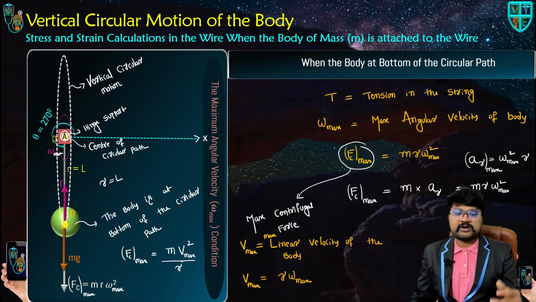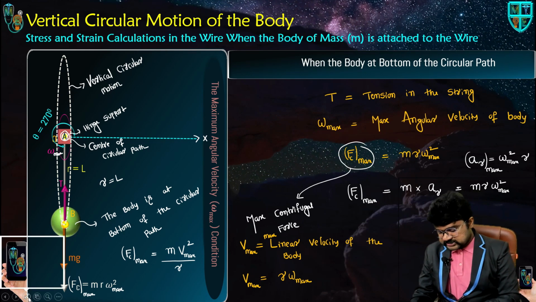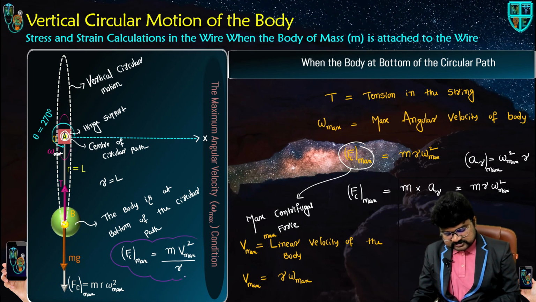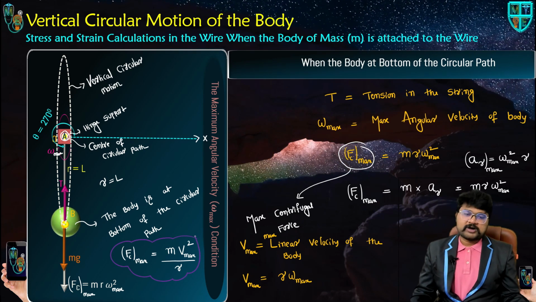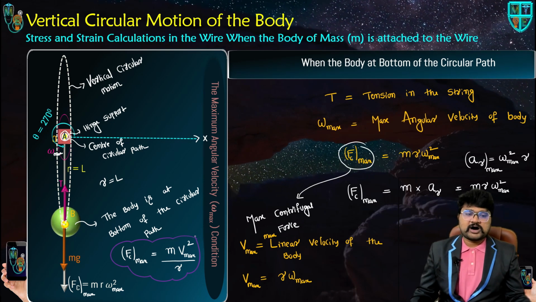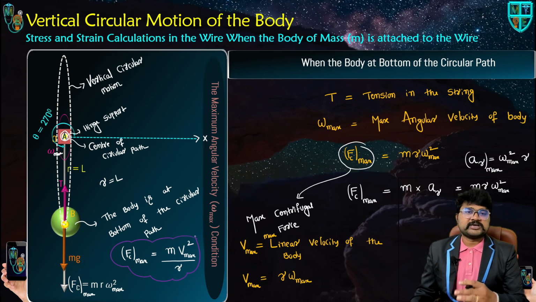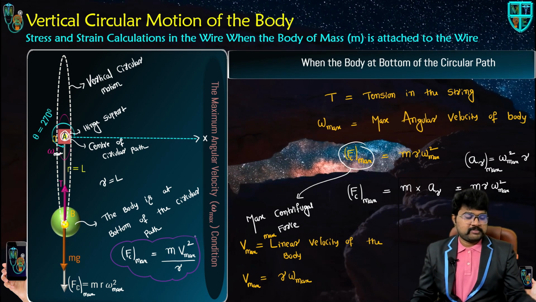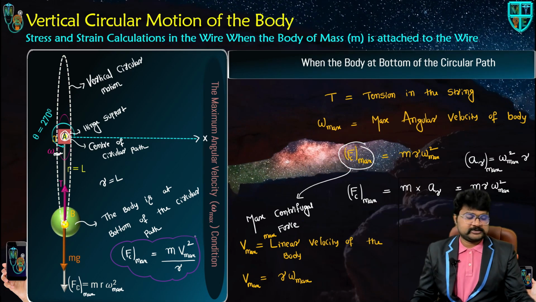This is the way to convert centrifugal force into this form. Fc is equal to m r omega square, or else m v square by r, v equal to r omega. These are the basic fundamentals of circular motion. We are applying it in mechanical properties of solids.